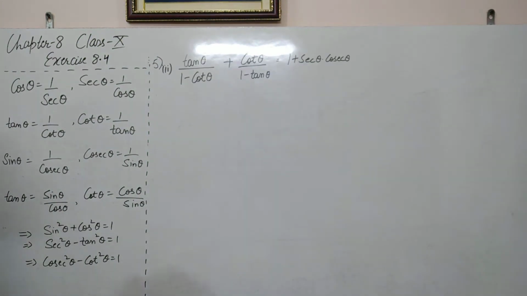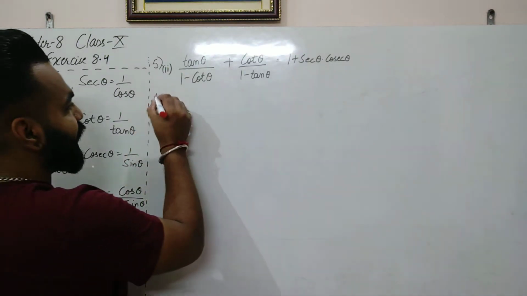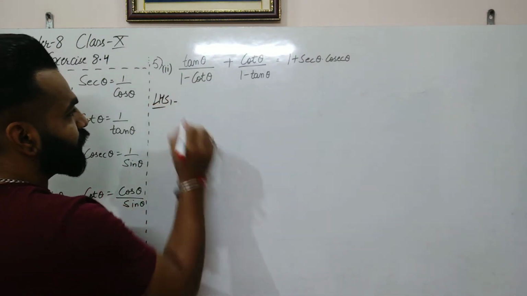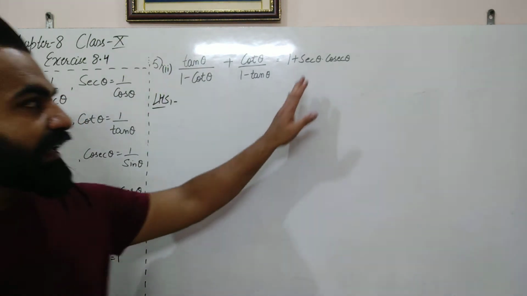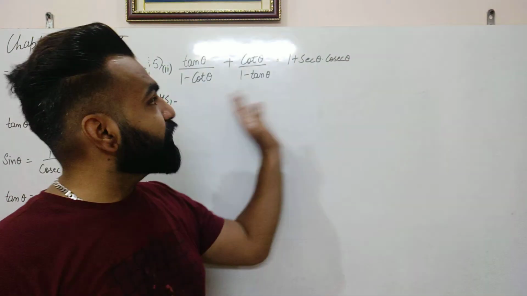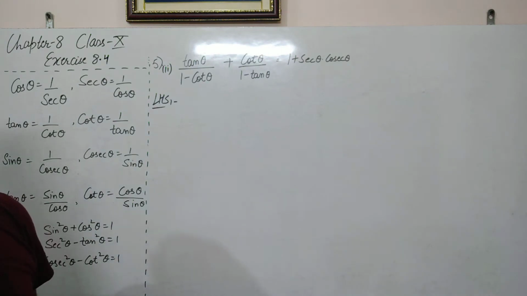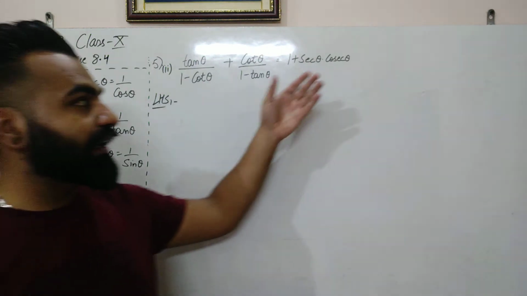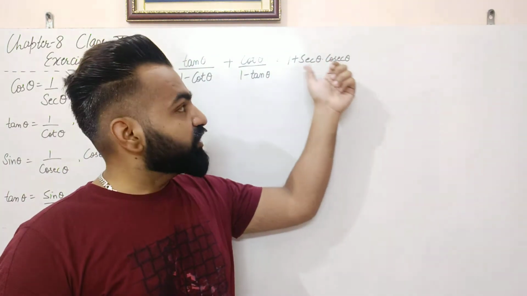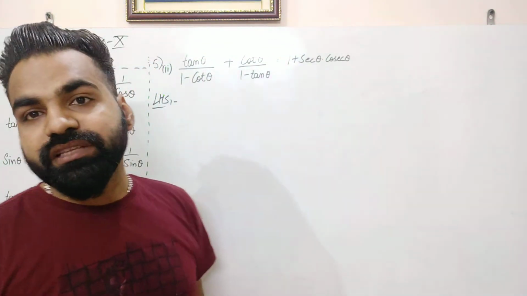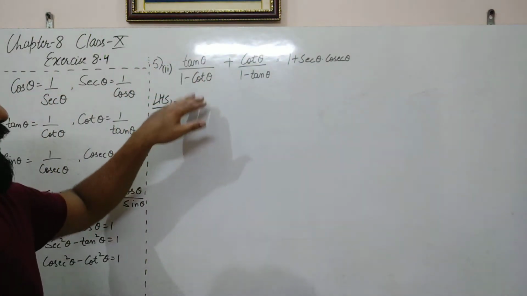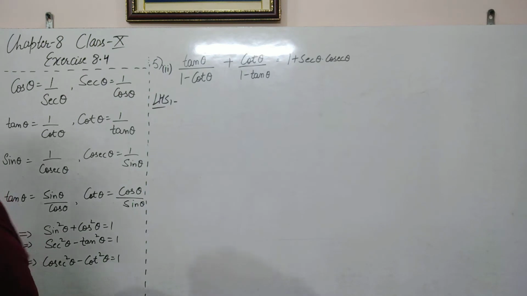Let's start the third part now: tan theta by (1 minus cot theta) plus cot theta by (1 minus tan theta) is equal to 1 plus sec theta cosec theta. Let's start with LHS. We want our answer in sec theta and cosec theta. If we convert the whole equation into sine and cos, then at last we can change that sine and cos into sec and cosec. So convert this tan and cot into sine and cos.